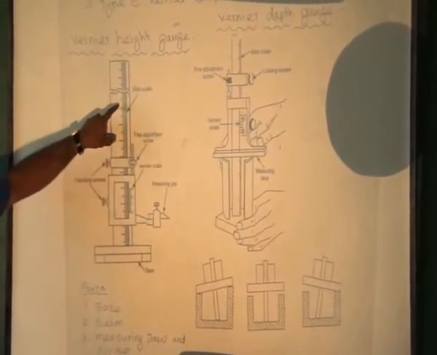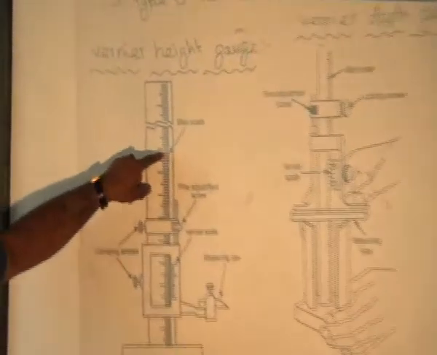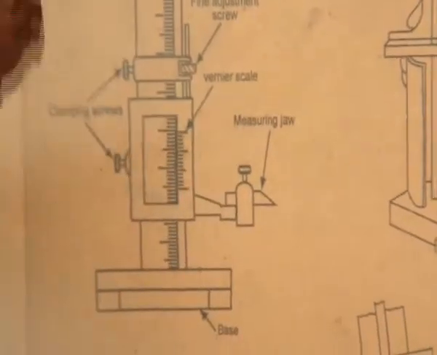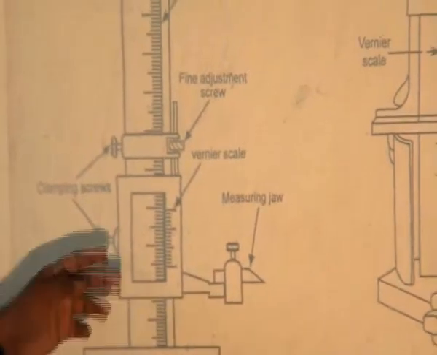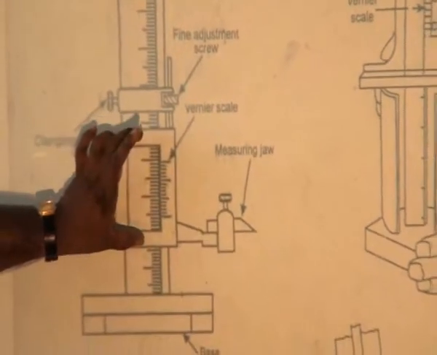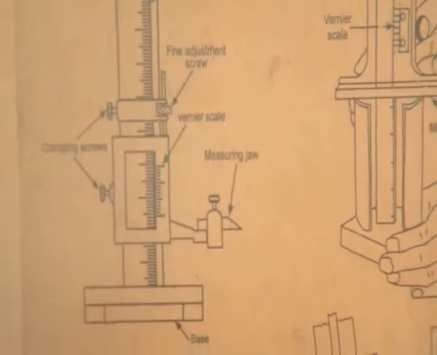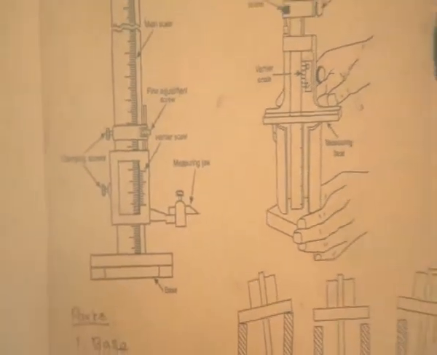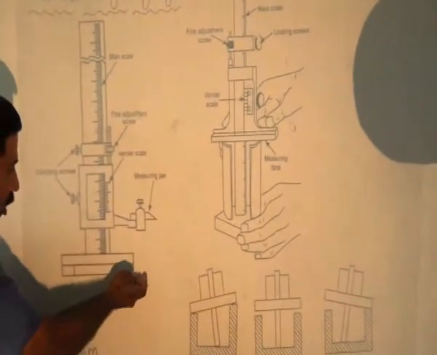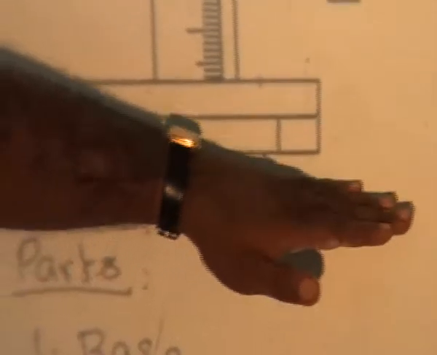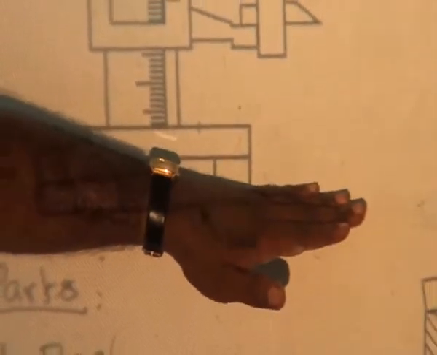Similar to the vernier caliper, it has two scales. One is the main scale, another one is the vernier scale. So similar to the vernier caliper, we can measure by using this one. It is only used to move in the upward direction, and then we can measure the component easily. So the base of the component is located on the surface plate. The bottom of the component is located on the base of the surface plate.